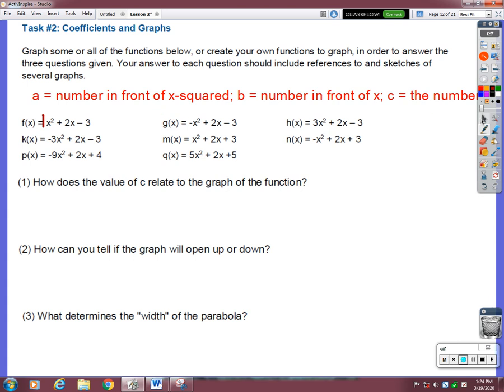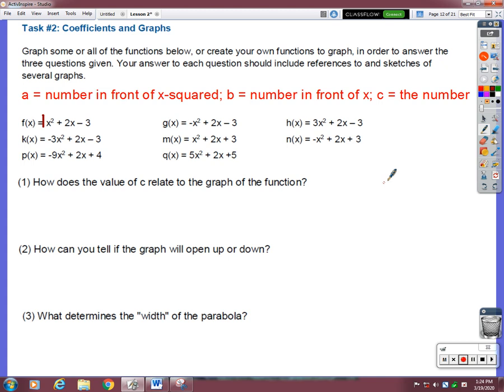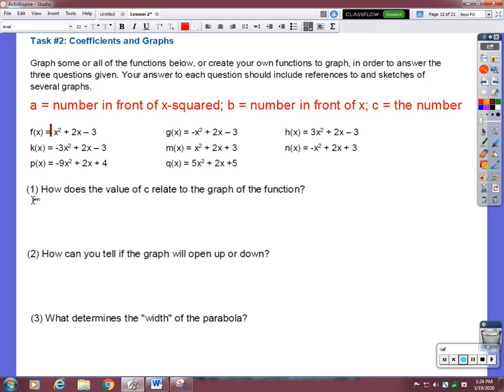So, the number in front of the x squared is A. The number in front of just the plain old x is B. And then the number that's all by itself is C. Why do these matter? Who cares? What's the point anyway? Well, each one of these numbers affects the graph in a different way. How does the value of C, for example, relate to the graph of the function? The answer to that is that C is the y-intercept of the graph.